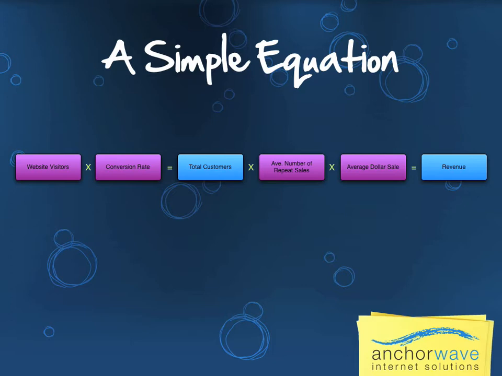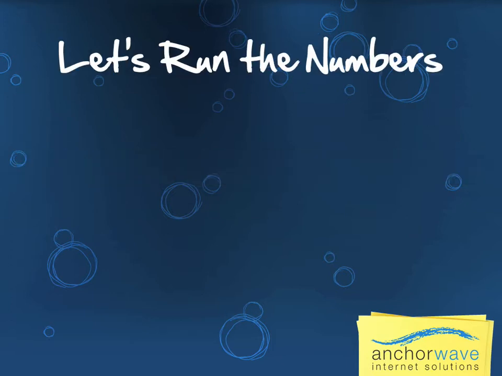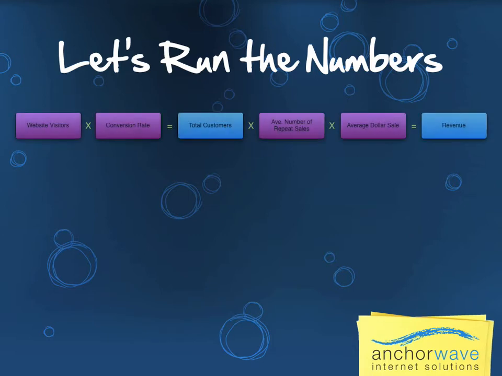For example, total customers is driven by how many total leads you get, or total website visitors, times the number of people who actually buy from you, your conversion rate. And revenue is actually the number of people who buy from you times the number of times they might buy from you over a certain period of time, times how much they spend with you each time, and that's what equals your revenue.